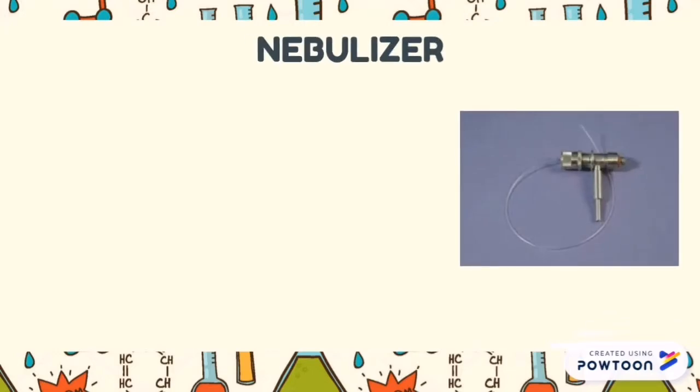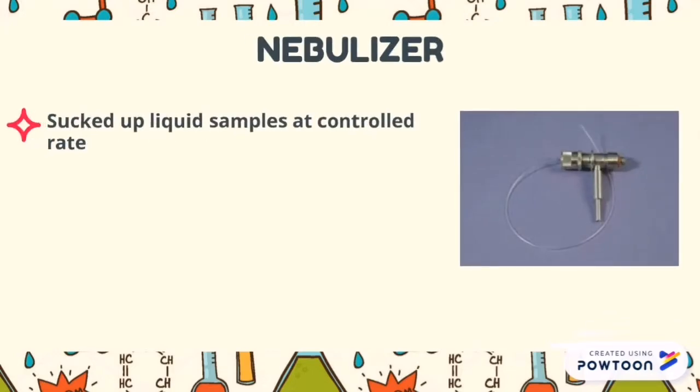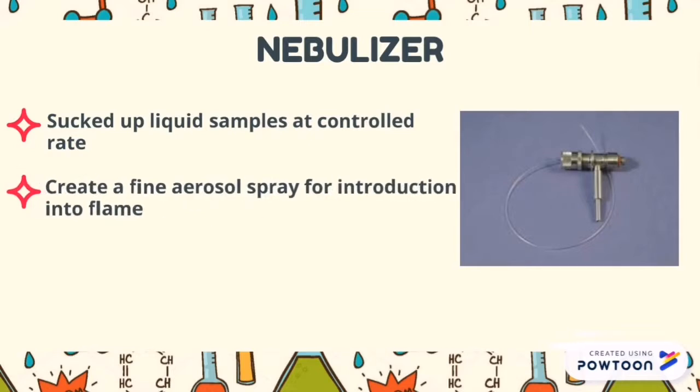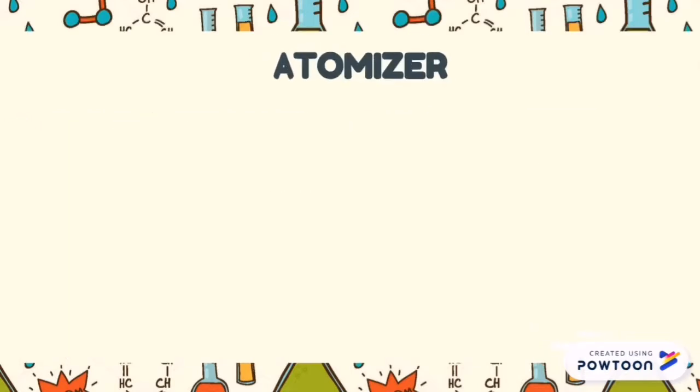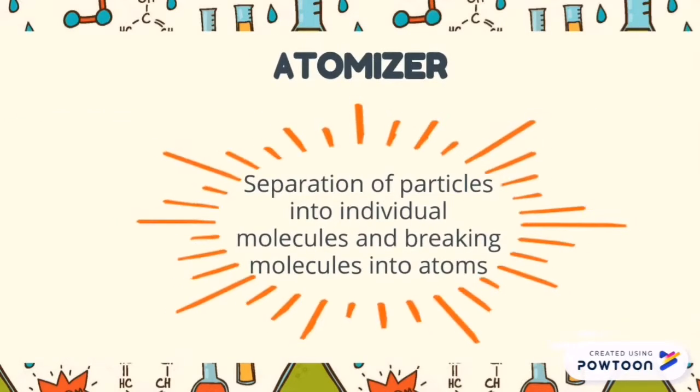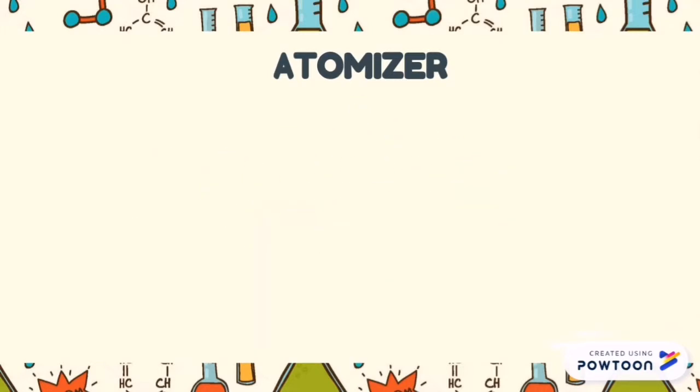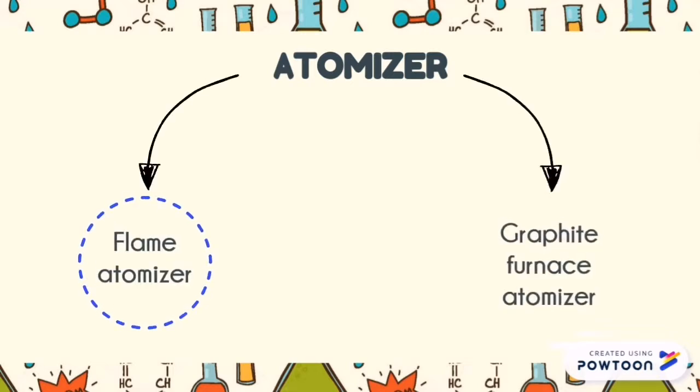Nebulizer. The liquid samples are sucked at a controlled rate. A fine aerosol spray is created for introduction into the flame. The aerosol, fuel, and oxidant are mixed thoroughly for introduction into the flame. Atomizer. Atomizer is the separation of particles into individual molecules and breaking molecules into atoms. There are two types of atomizers, which are flame atomizer and graphite furnace atomizer.